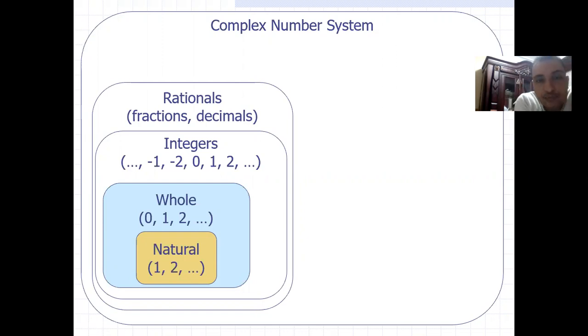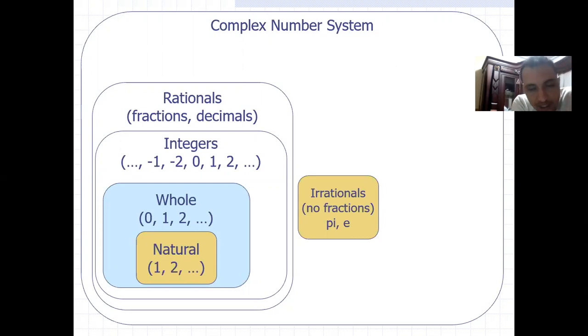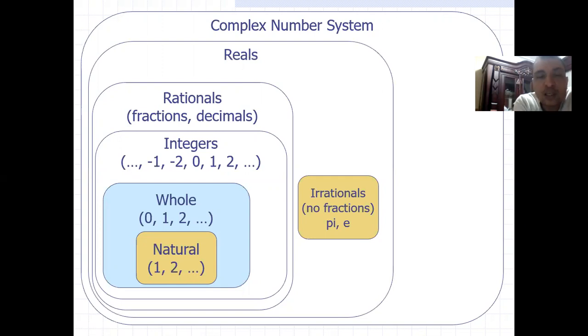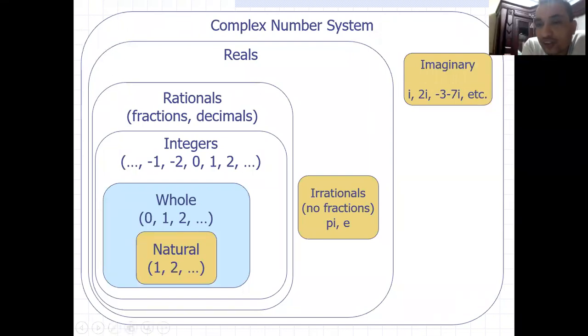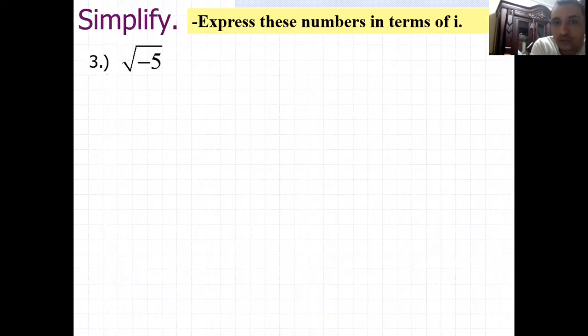numbers. And in prep 2, grade 8, we studied the irrationals, which have no fractions, like pi and the exponential number e. And we know that the union of the rationals and irrationals gives me the real numbers. Now we have new numbers that are imaginary, like i, 2i, negative 3 minus 7i, and so on. So we have a complex number.